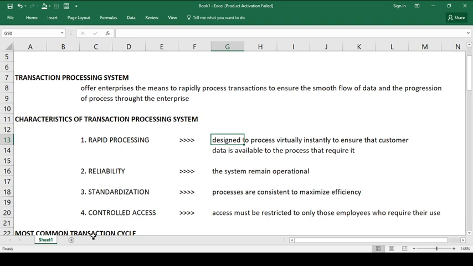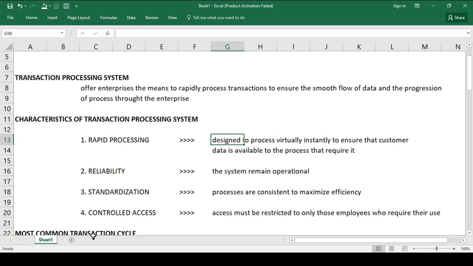The next one is reliability. A good transaction processing system is very reliable, meaning the system remains operational. Whether you are sleeping, the system keeps on operating, processing the data that you entered into the system. So that is reliability. Third, we have standardization, which means the process is standard and consistent.